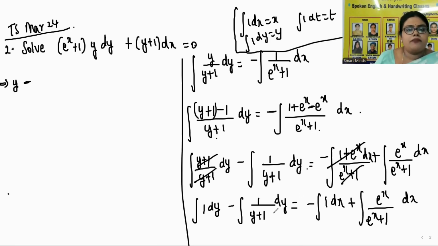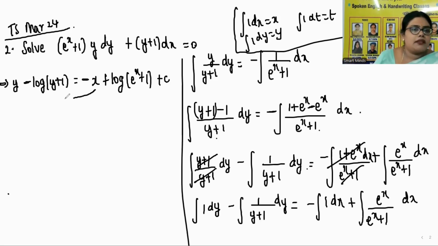So 1 by something, it will become log y plus 1 is equal to minus integral 1 dx is x. Now again we don't know how can we write this. So you can see if you differentiate the denominator, you will get the numerator because derivative of e power x is e power x. So whenever you have f dash of x by f of x form, the formula is log mod f of x. So that is log e power x plus 1 plus c.